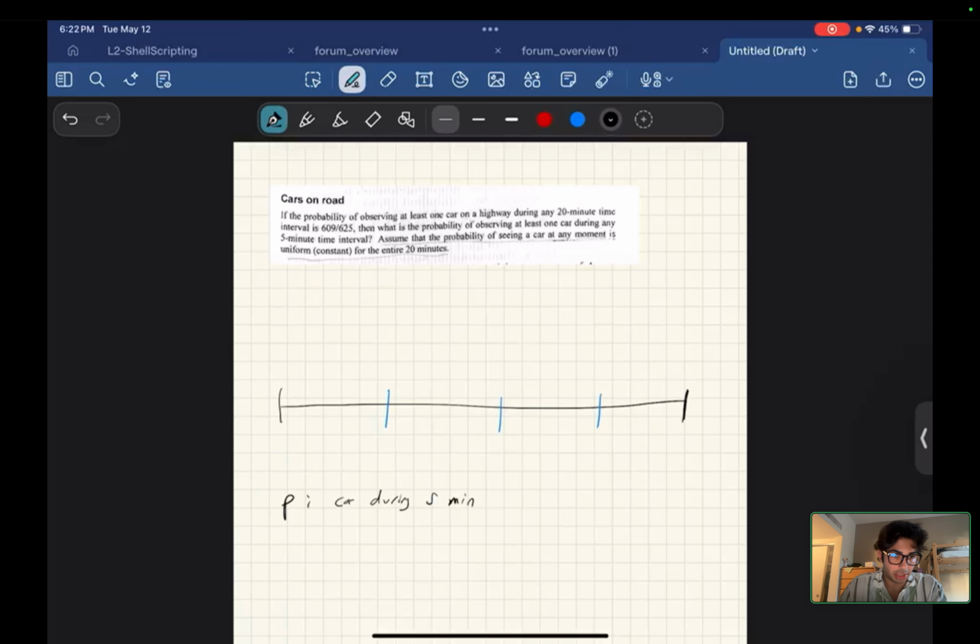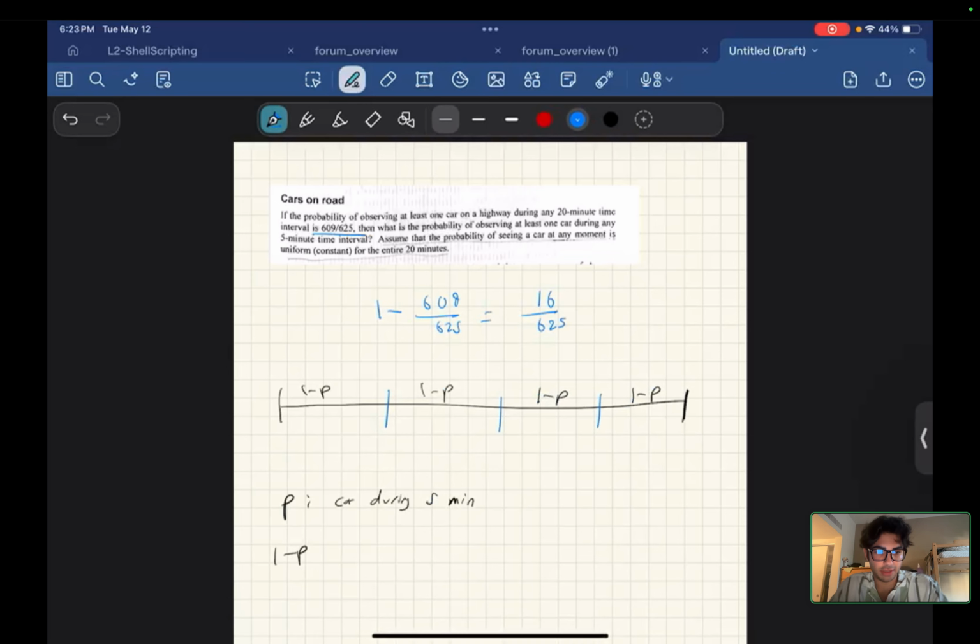That means the probability of not seeing a car during those 5 minutes is 1 minus P. So for us to not see a car in this time span is 1 minus P, in this time span is 1 minus P, and this one's 1 minus P, and this one's 1 minus P. The probability of not seeing a car in this whole time span, we know, is 1 minus 609 over 625, which is 16 over 625. So that's the probability of not seeing a car in the 20-minute time span.